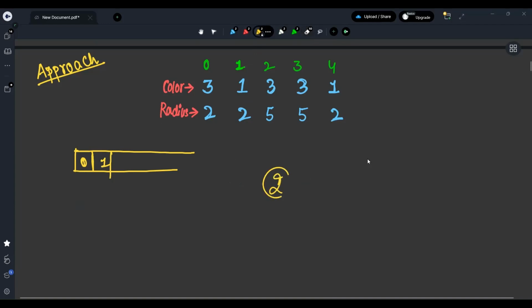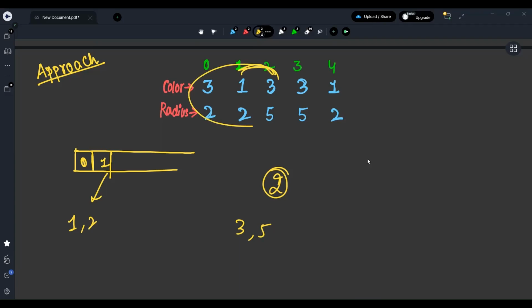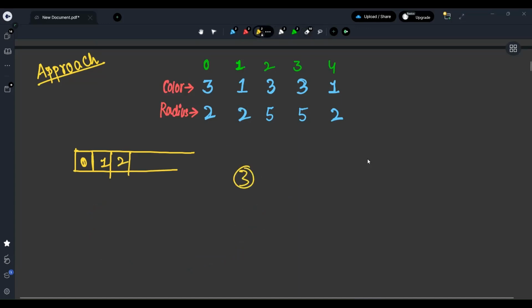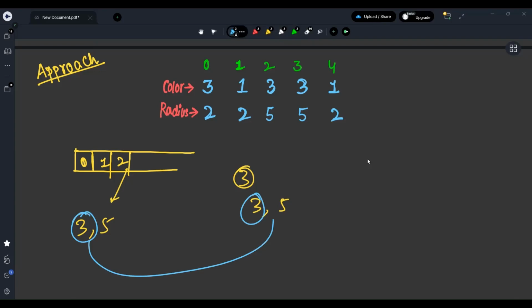Let's come to 2. Now we have 3 and 5. The 1st has 1 and 2, because I want consecutive. That's why. So currently we have 3 1 2, 3 1 3. These three indexes are consecutive, so we have to check two pairs consecutively. Is the 2nd index color matching with the 1st index color? No. Okay, just put the 2 as it is. Now let's come to the third index. The third index is color 3 and radius 5. The second index is color 3, radius 5. Now you can see the third index color and the second index color are the same.